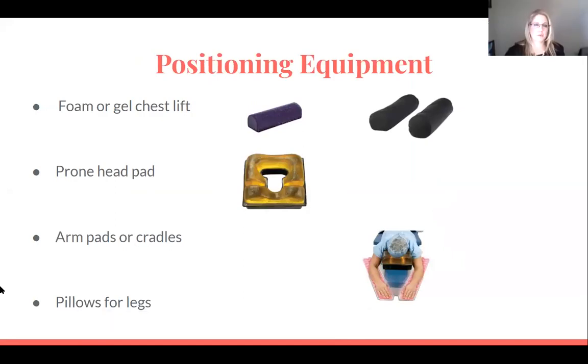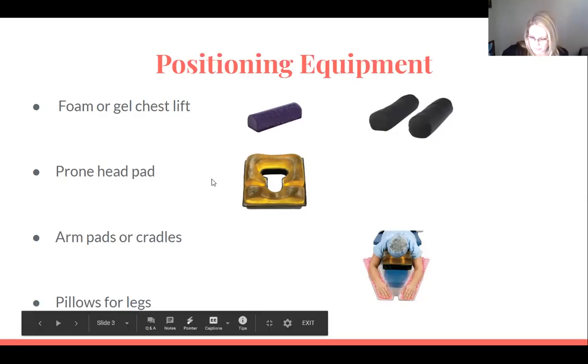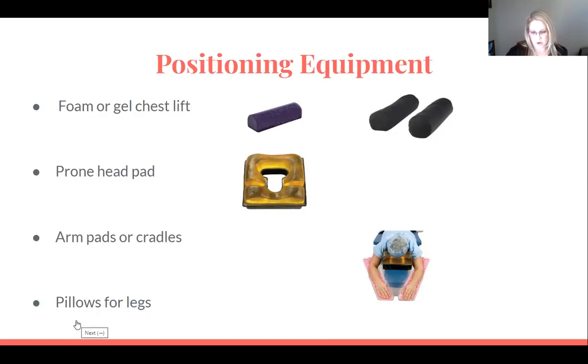As far as positioning equipment, we've got our regular safety straps, and one of them is going to go about 2 to 3 inches above the back of the knee when they're laying face down. And then we also have ones that may need to secure the arms as well. There are going to be foam or gel chest lifts that run from the clavicle to the iliac crest. And then in female patients, we want to make sure there's a hollowed out form, so we're not squishing the breast. And as far as the male patients, that's something to be considered as well.